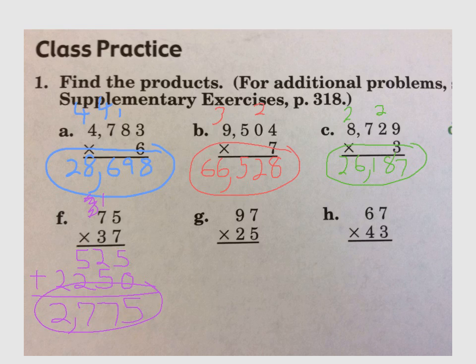Okay, now we're looking at G. We'll do the first spray, 5 times 7, then 5 times 9. And then we'll do the second, 2 times 7 and 2 times 9. Let's go ahead and start with the 5.